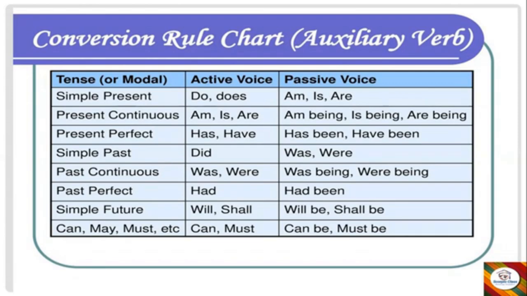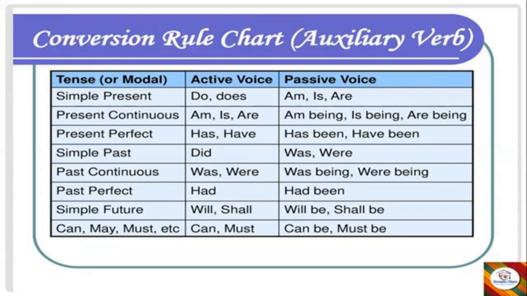Here you can see the first column has tenses, the second is active, and the third is passive. If the sentence is in simple present tense and in active voice, you will find the verbs do and does. And when you are asked to change it into passive voice, the same do and does helping verbs will be changed into am, is, or are, depending upon the singulars or plurals found in the sentence.